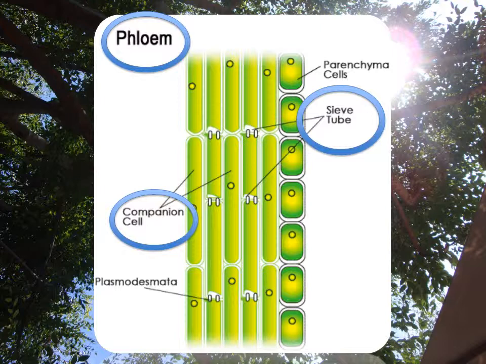Now you know more about the three tissue types: dermal, ground, and vascular. I hope this video gave you more of an understanding of these three tissues.